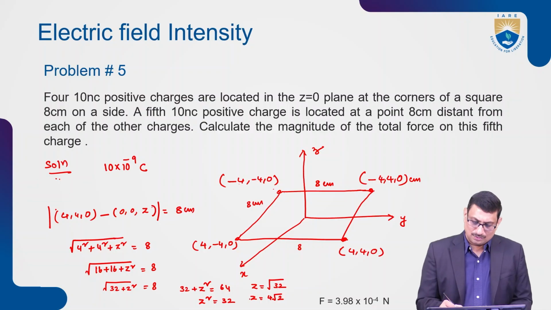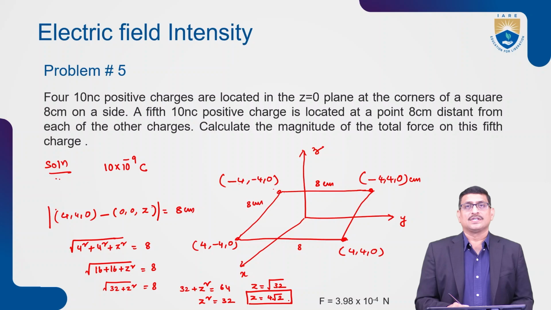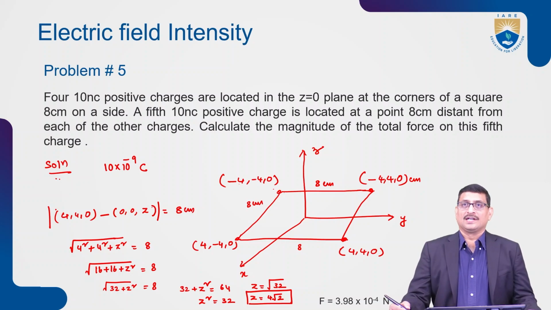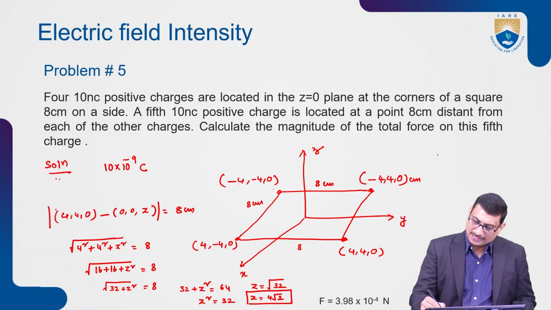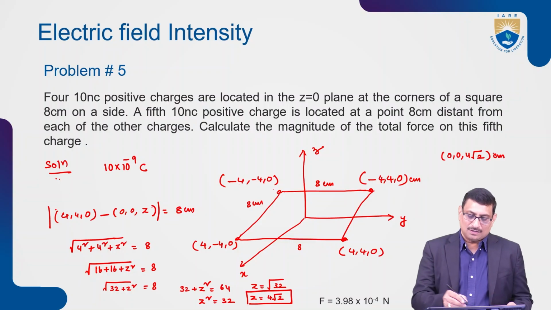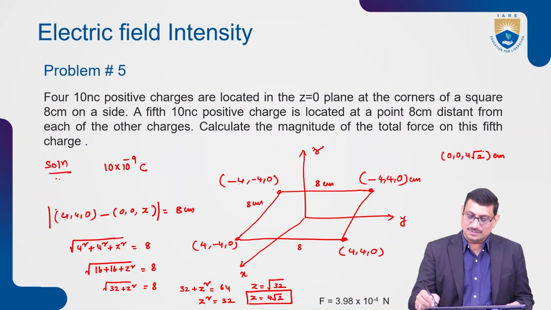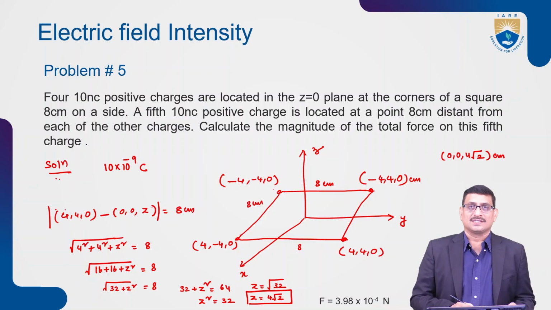Yes, so the point is at a distance of 4 into root 2 centimeters from the origin along the z-axis. That is, the fifth charge is located at a distance of 4 into root 2 centimeters on the z-axis. Therefore, the fifth charge is located at 0, 0, 4 root 2 centimeters. Then we'll calculate the magnitude of the force on this fifth charge.